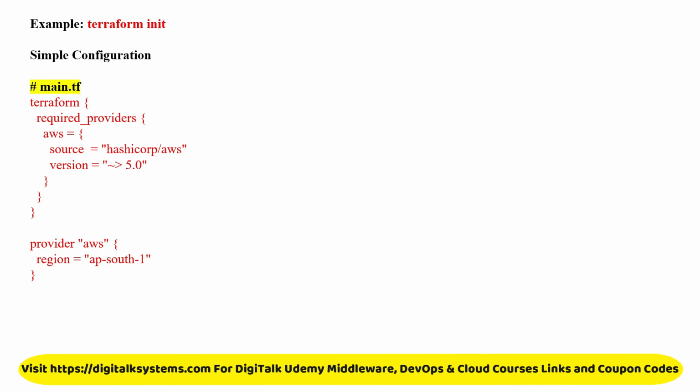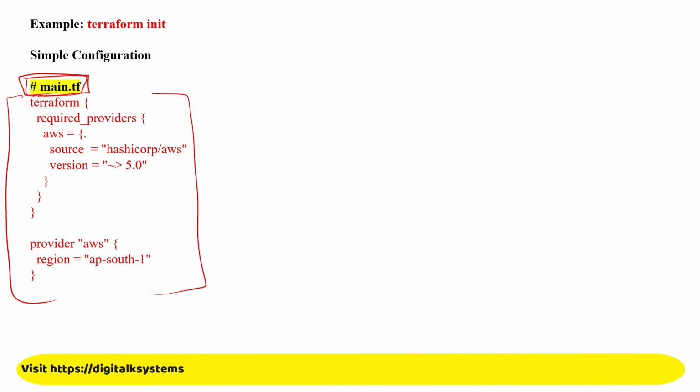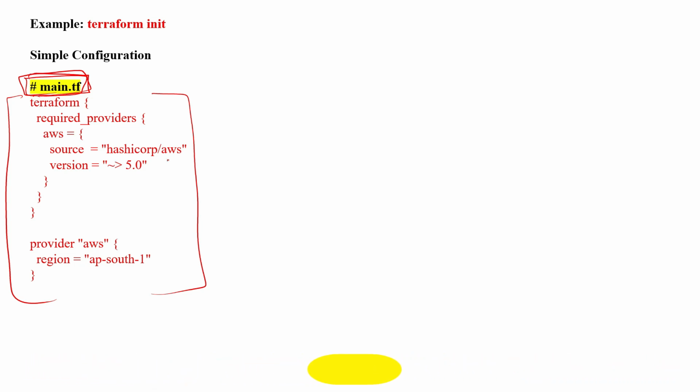So now let us take a simple example. This is a small example of the code, which we have defined in a file main.tf. Basically we define a main.tf file which contains our multiple configurations. So what we have defined in this file is which cloud service provider we are going to use, right? So we are going to use AWS. What we have given is HashiCorp slash AWS. Okay, so what is the meaning of HashiCorp?